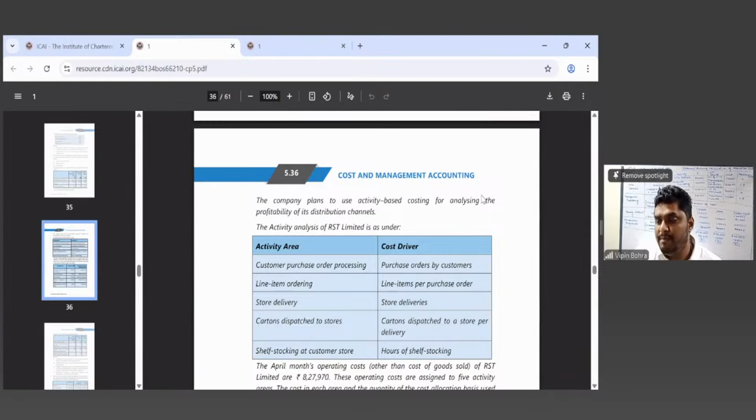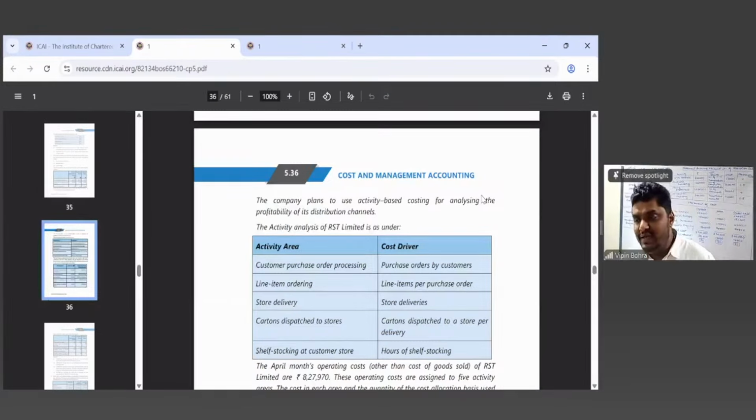First is customer purchase order processing, and the cost driver for this activity is also given. So no need to do any exercise to identify the driver. The activity is given, and what will be the basis of absorption for that activity. Basically, the cost driver for that activity is also given straight away. So for the first activity, that is customer purchase order processing, it will be absorbed on the basis of purchase order by customer. Next is line item ordering. It is to be absorbed on the basis of line item per purchase order.